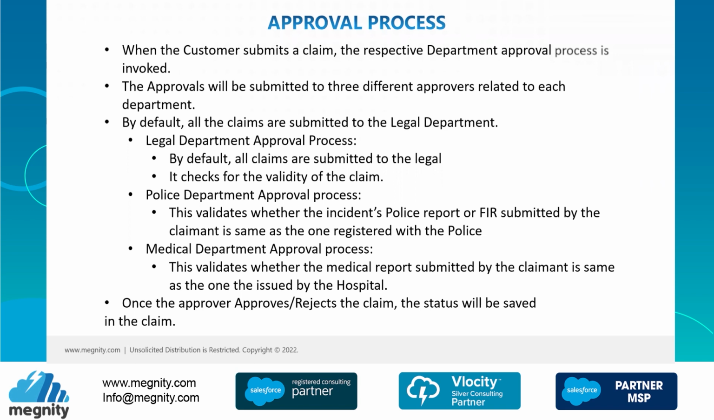If the claimant got injured during the incident, he will submit some medical reports, like discharge bills, discharge summaries, hospital transaction bills, and also admission times. They will validate all these documents and decide whether to approve or reject this claim. Once the approver rejects or approves the claim, the status will be saved back to the claim.